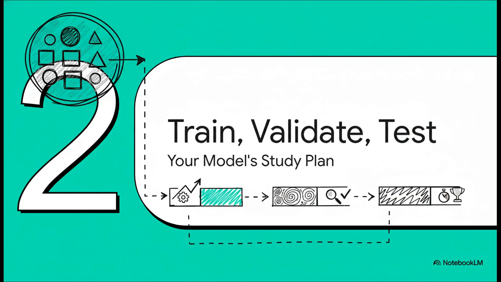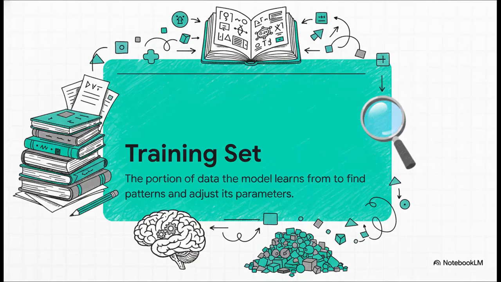Well, we give our model a structured study plan, and that plan involves 3 different data sets. Let's break them down. First up, you've got your training set. Think of this as the textbook, the lecture notes, all the homework assignments. This is the biggest chunk of your data, and it's the stuff the model actually gets to study to learn all the patterns and rules.